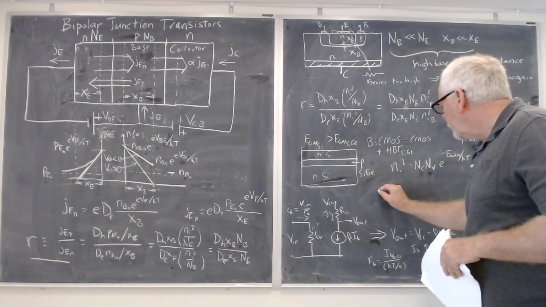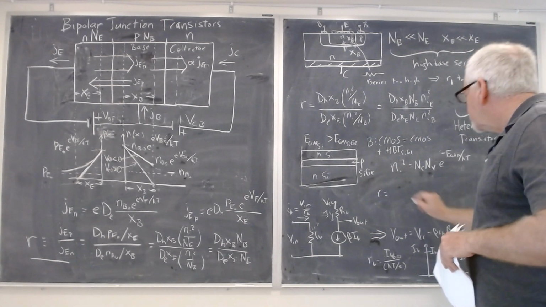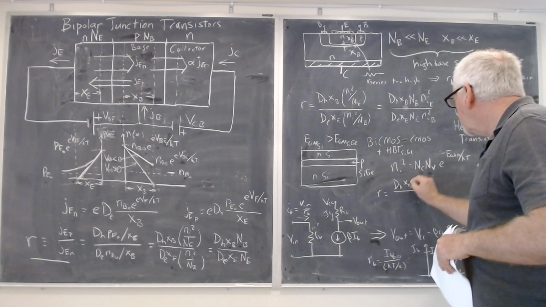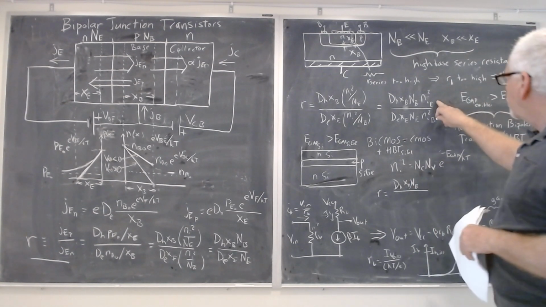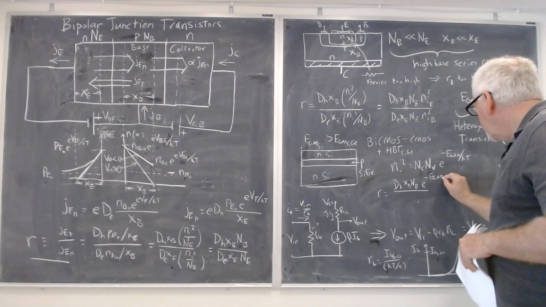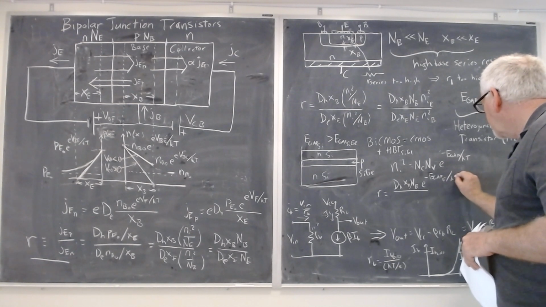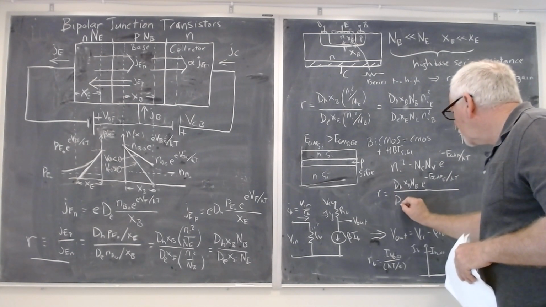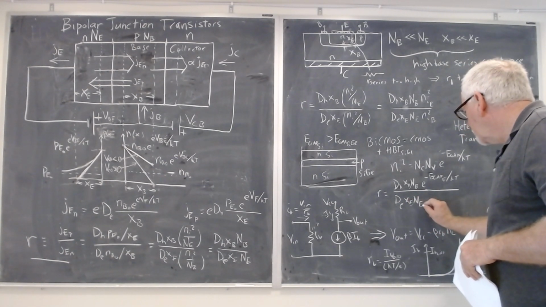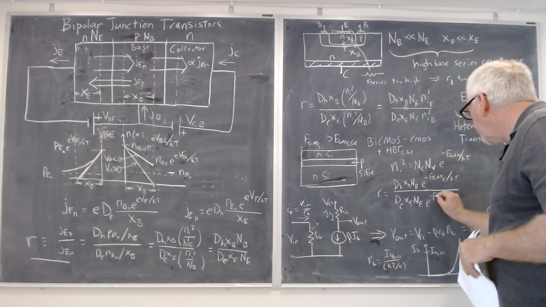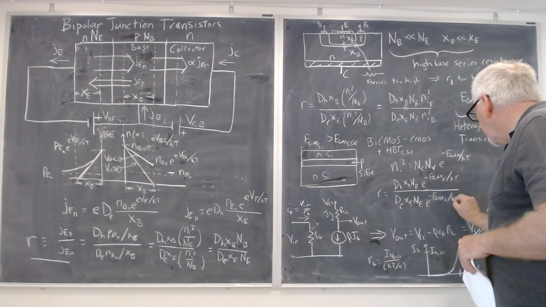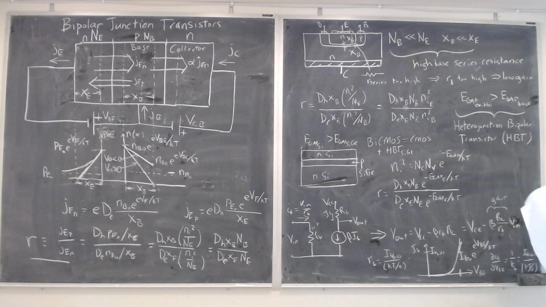So we're really going to write this R as D_H x_B N_V, and now n_i squared is e to the minus E gap of the emitter over kT, over D_E x_E N_E e to the negative E gap of the base over kT. By the way, my old professor won the Nobel Prize for this.